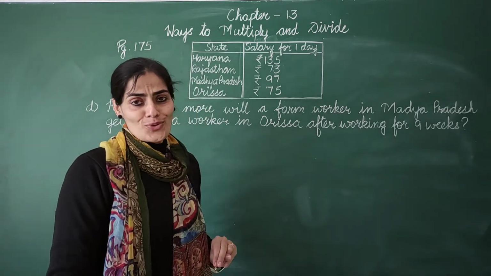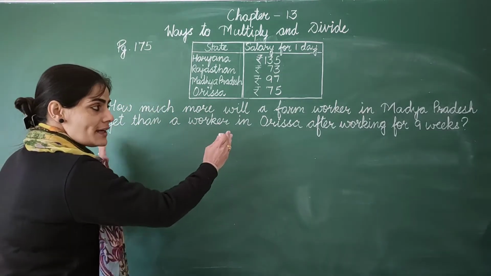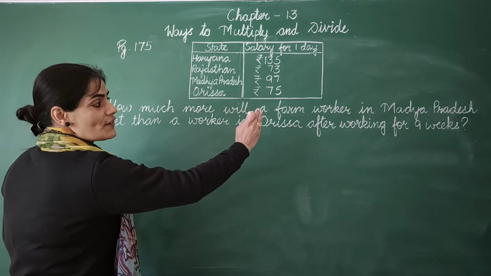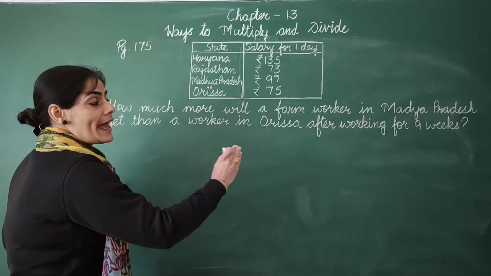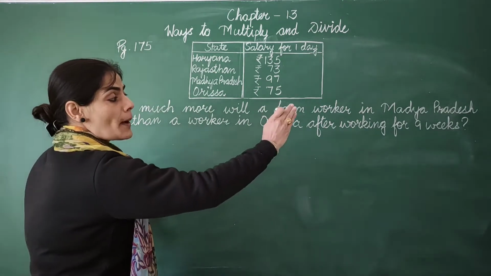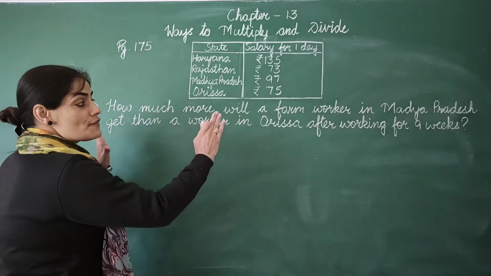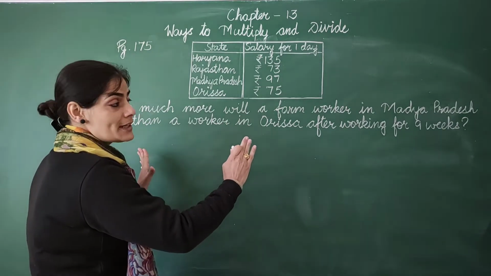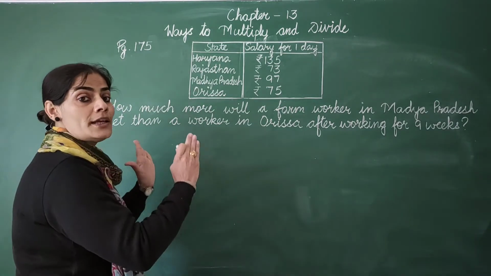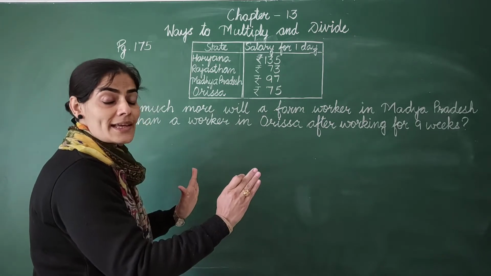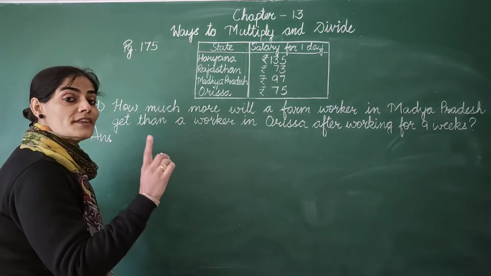There are 2 ways of doing this question. The first is, we find the difference in the very beginning between the salary of a farm worker in Madhya Pradesh and that of a farm worker in Odisha. And then we multiply it with the number of days in 9 weeks. This is one way. The second is, first we find the salary of a farm worker in Madhya Pradesh for 9 weeks. Then we find the salary of a farm worker in Odisha for 9 weeks. And finally, we find the difference. So let me explain it according to the first method.